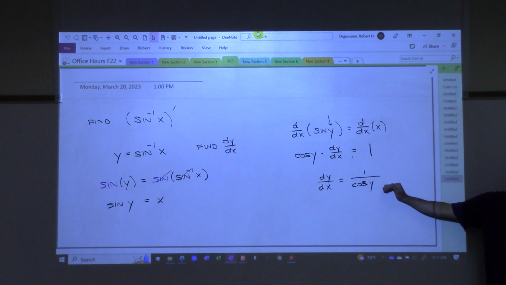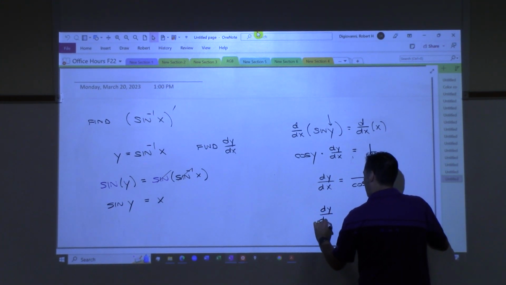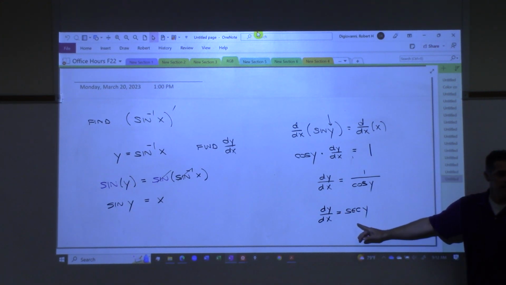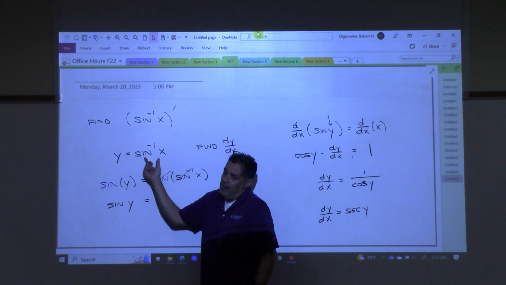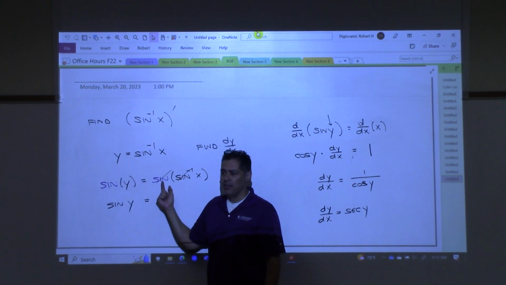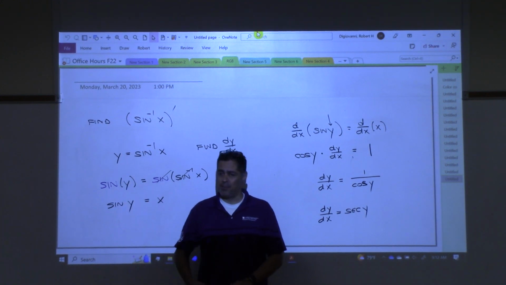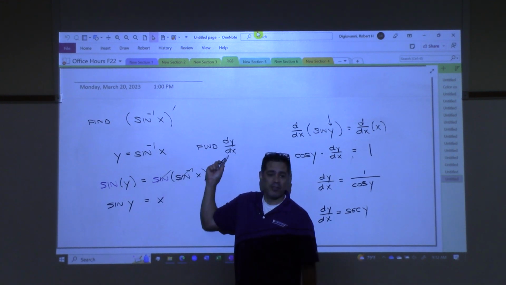One over cosine is what trig function? 1 over cosine is secant. So you've got dy/dx equals secant y. We have an answer, don't we? It's kind of weird, isn't it, the way I did that? I wanted to figure out what the derivative of inverse sine was. I don't know what it is, so I took sine on both sides, took that new equation, differentiated it implicitly with respect to x, and then I'm able to solve for dy/dx, so I have an answer, right?